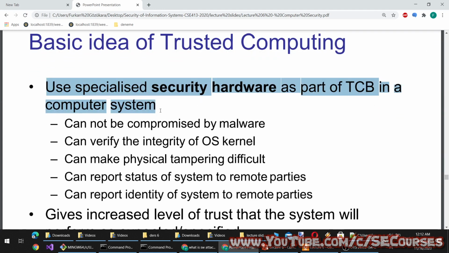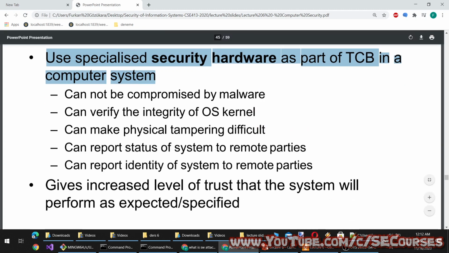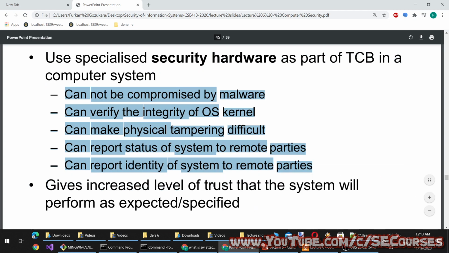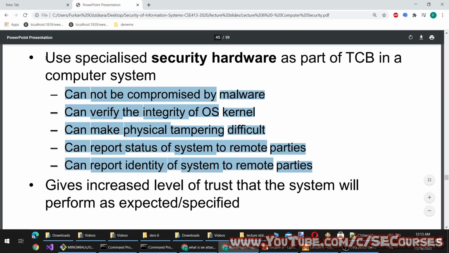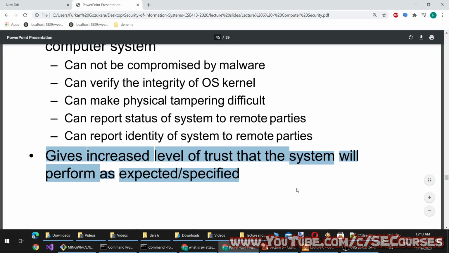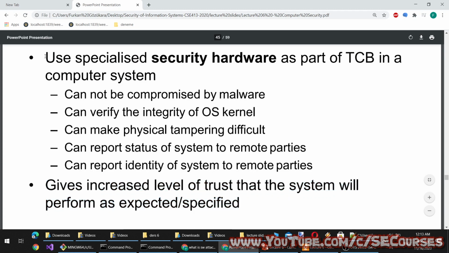Basic idea of trusted computing. Use specialized security hardware as part of the TCB in a computer system. It cannot be compromised by malware, can verify the integrity of the OS kernel, can make physical tampering difficult, can report status of the system to remote parties, can report identity of the system to remote parties. Gives an increased level of trust that the system will perform as expected, as specified. So you see, for trusted computing, we use specialized security hardware.